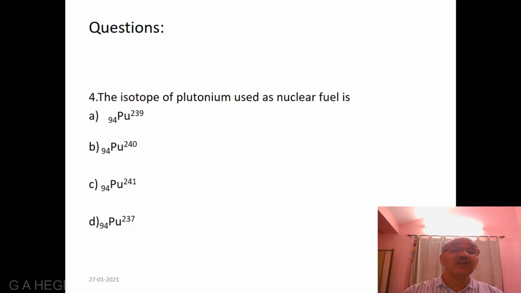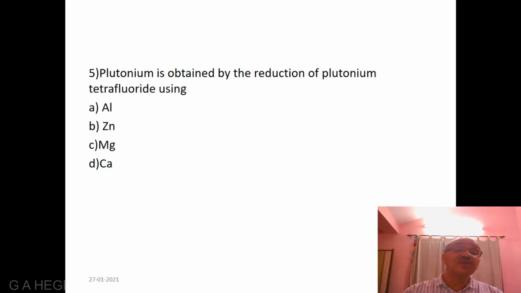The fourth one, the isotope of plutonium used as nuclear fuel is? The answer is A, plutonium 94 239. And the last is, plutonium is obtained by the reduction of plutonium tetrafluoride using? The answer is D, calcium.